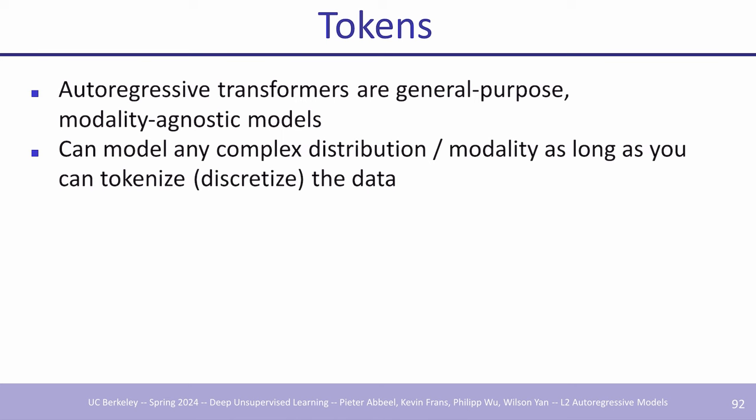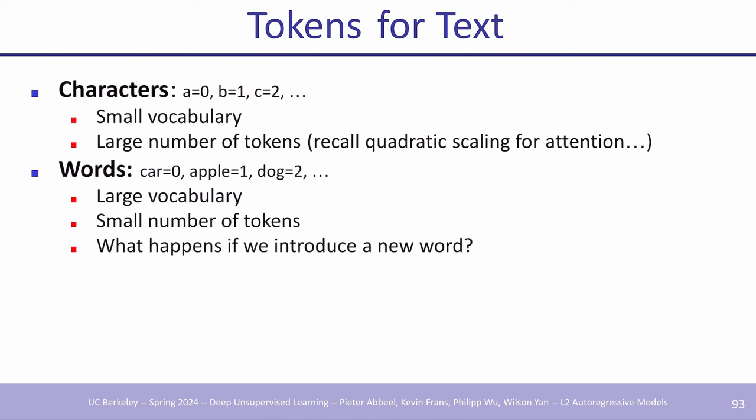So how exactly do we tokenize? For text, there are many ways you could do it. You could do characters, which Pieter had for his RNN example. Then the size of your vocabulary would be like 26, maybe more if you want to do other languages. But the issue is that you could have a very large number of tokens, because each word has on average 4 to 6 characters. If you have 1,000 words, then it could be 4 to 6,000 tokens already.